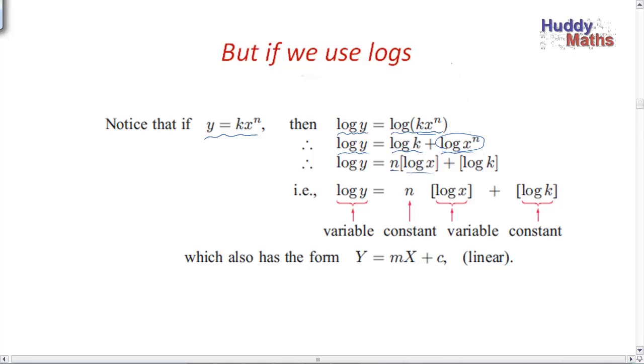Remember, your logs are powers. We're writing everything as powers, in this case of 10. And then we've got log k there. So now, if we look at it, we have a variable. It's not y this time, it's log of y. And we've got the other variable as log of x. So they're going to take the place of y and x in y equals mx plus c. And the slope is n, and the constant is log k down here. So it fits this sort of straight line idea if we plot it.